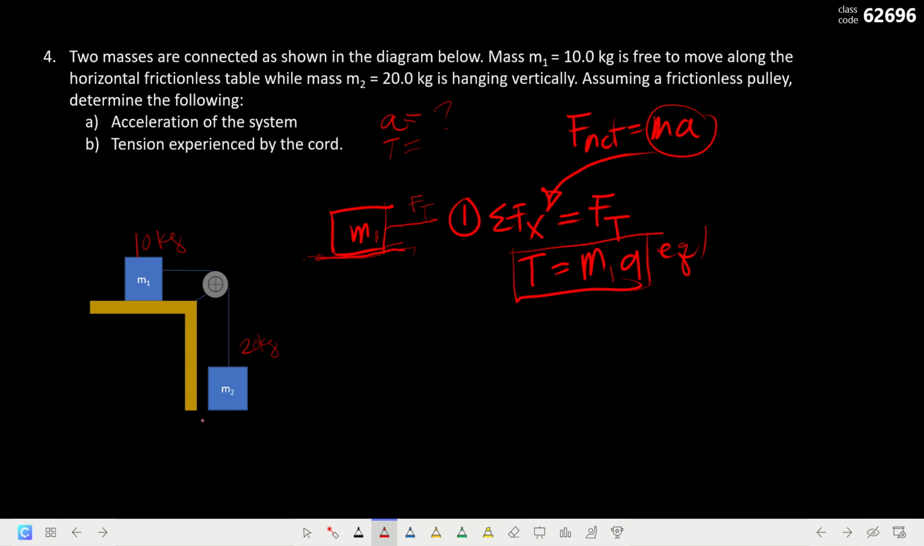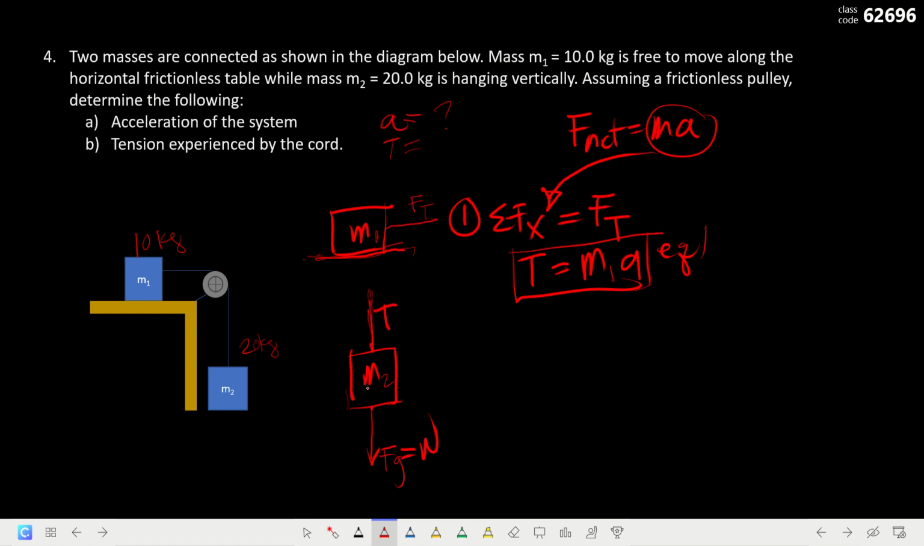Next, let us analyze our second mass, the forces acting on our mass number 2. So we have our mass, which is hanging vertically. This is our mass number 2. What are the forces acting on this mass? We don't have a horizontal force. The external forces are the force due to gravity, which is equal to the weight, and then we have the tension force.